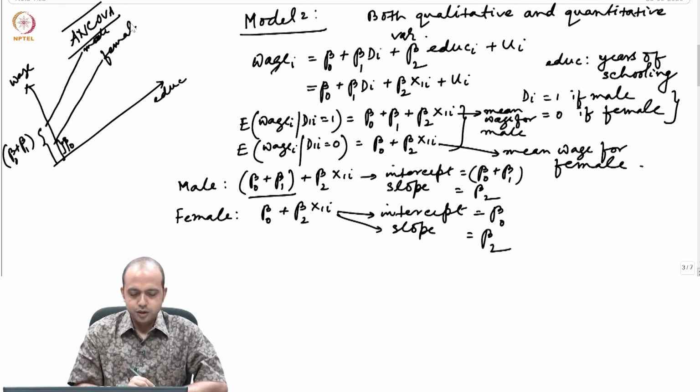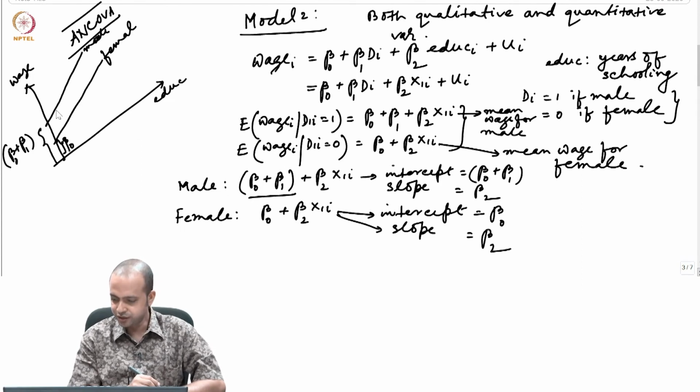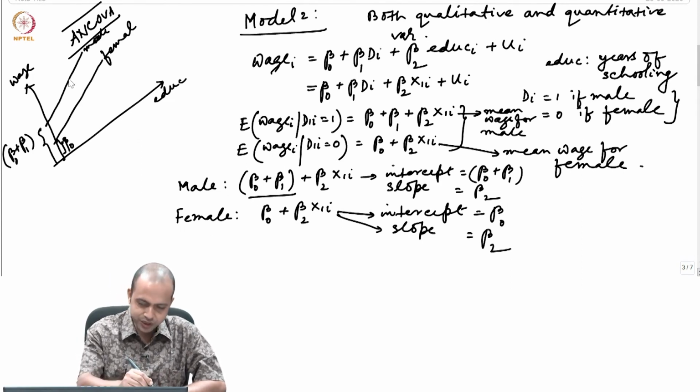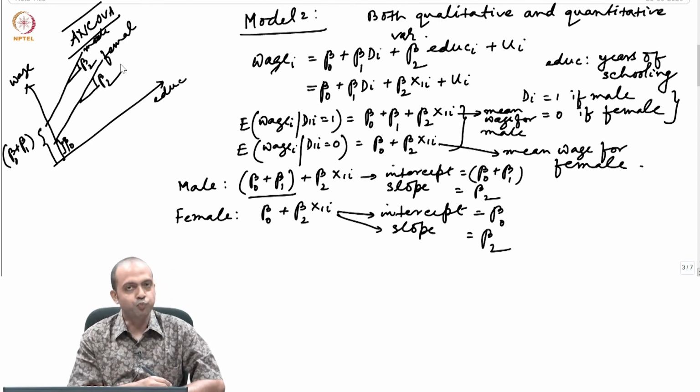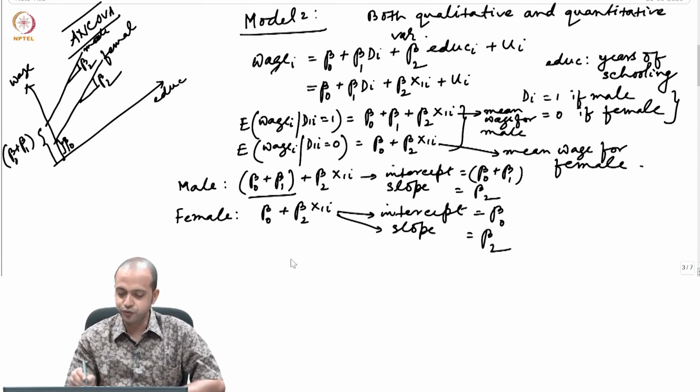All right. Since these two lines are parallel, both the male's wage function and the female wage function, their slope becomes beta 2. Both the male's wage function and the female wage function have slope equal to beta 2, but there is a change in their intercept. While the intercept for the male wage function is beta 0 plus beta 1, the intercept for the female wage function is only beta 0.